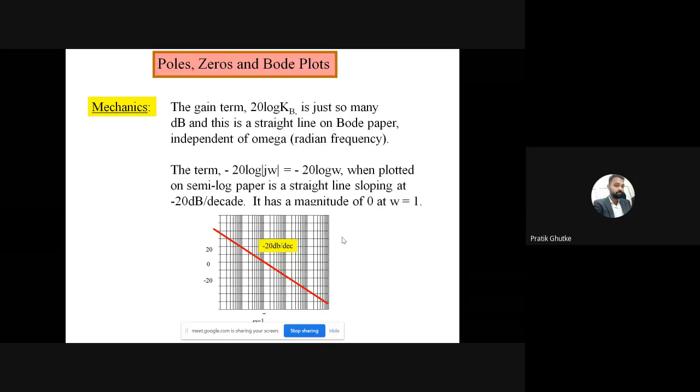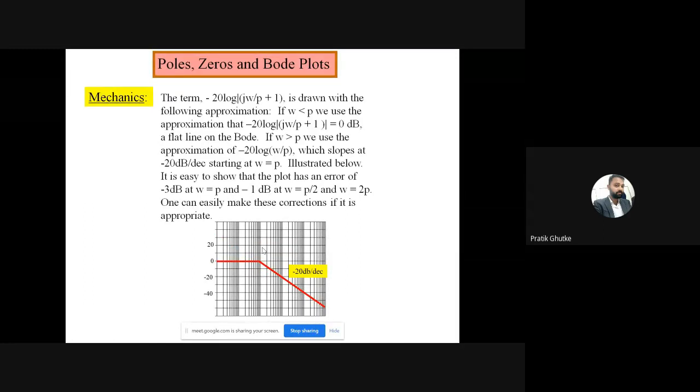But in the case of zeros, it will go with plus 20. So minus 20 is a line sloping downwards, and plus 20 dB per decade line will go in the upward direction. So for zeros, my graph will go with a plus 20 dB per decade line in the upward direction. And for the pole side, it will go in the downward direction, that is minus 20 dB per decade, as shown in the figure. There is one pole at origin, that's why the slope of the line, as shown with the red line, is minus 20 dB per decade.